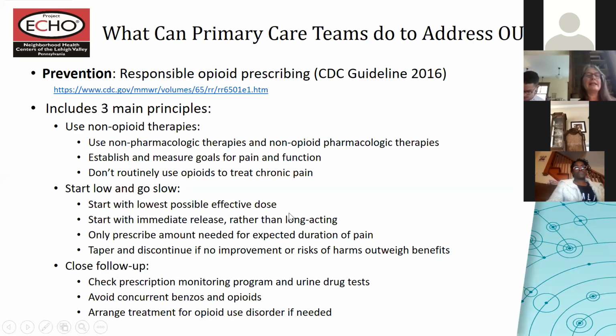But the basic idea is to take a more holistic view of pain management in general. Use non-opioid therapies when you can. If you are using opioids, start low and go slow, and use lots of close follow-up, including using risk stratification tools, and I think doing a lot more education than we did in the past to identify substance use disorders in people who are being treated for pain with opioids.